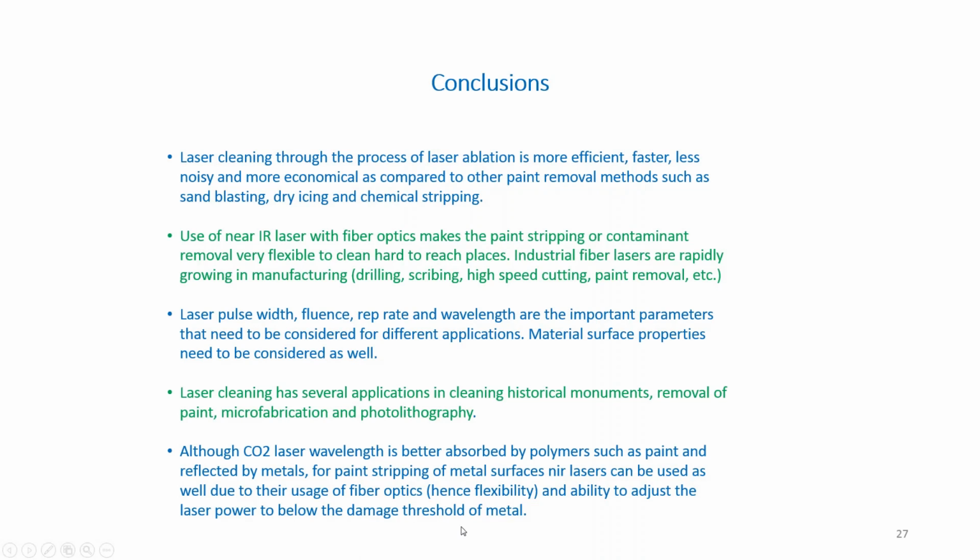last one, although CO2 laser wavelength is better absorbed by polymers such as paint and reflected by metals, for paint stripping of metal surfaces, NIR lasers can be used as well due to their usage of fiber optics and ability to adjust the laser power to below the damage threshold of metal. So you can adjust the laser power very carefully. So although it's being absorbed by the metal underneath, you can still be below the damage threshold. This way you get all the good things about the near IR laser without damaging the substrate.